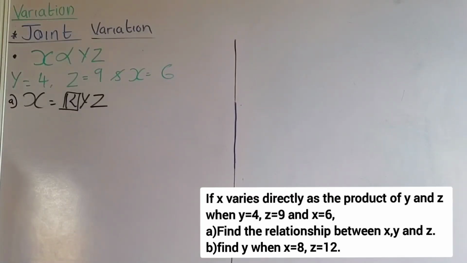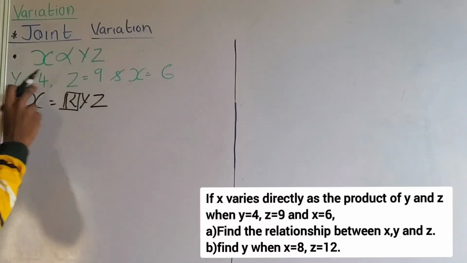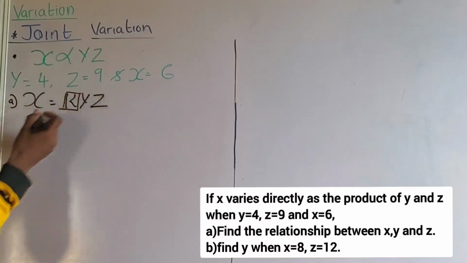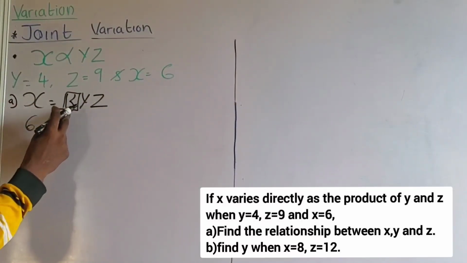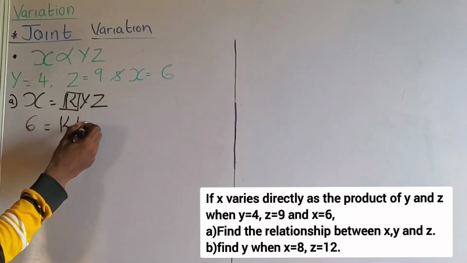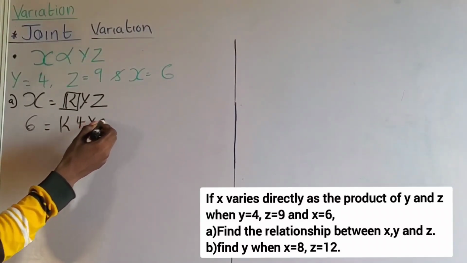Now, to get the value of k, don't forget that we've been given a set of values. We are given a value for y, for z, and for x. So I can substitute those values into this. So I'm going to have y is 4, right? x is 6. So I'm going to have 6 equals k. I don't know the value of k, but I know the value of y as 4, multiplied by z, which is 9.